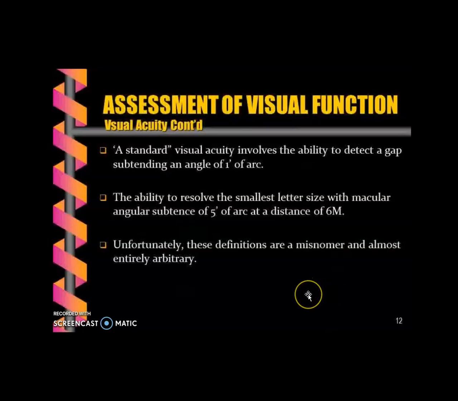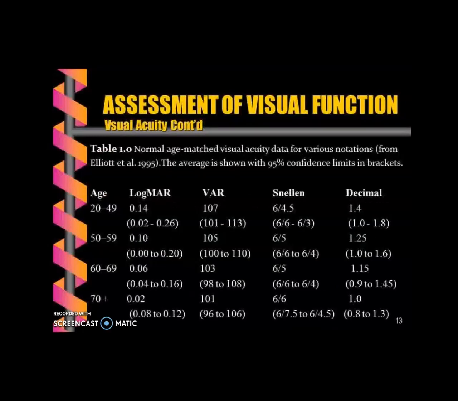Unfortunately, these definitions are a misnomer and almost entirely arbitrary. Why so? Now we have to examine that in detail. Let's first of all take a look at this table. This table is normal age-matched visual acuity data for various notations from Elliott et al. in 1995, who compared the visual acuity of patients with normal visual acuity for different age brackets.